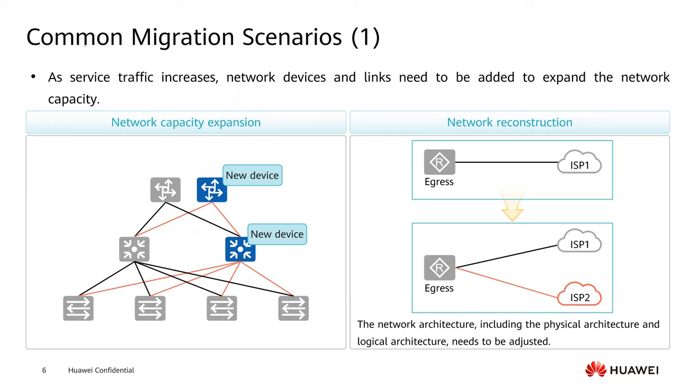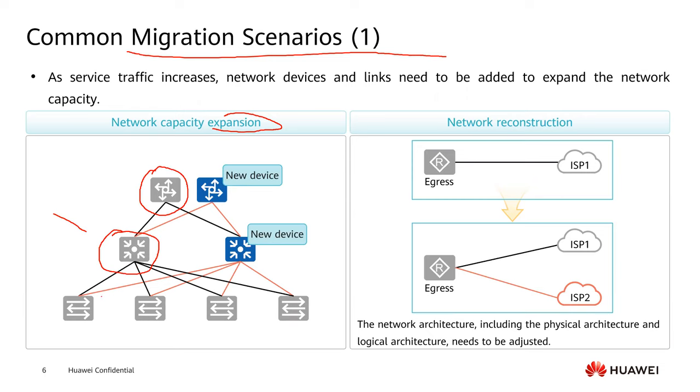Let's look at the common migration scenarios. The first is network capacity expansion. For example, for the core switch and aggregation switches, we only have one switch each. You should know that this is a single point of failure, and it is possible for the network to suffer a single point failure. So how do we solve this? We can add a new device: a new core switch, and for the aggregation switch, we add another aggregation switch.